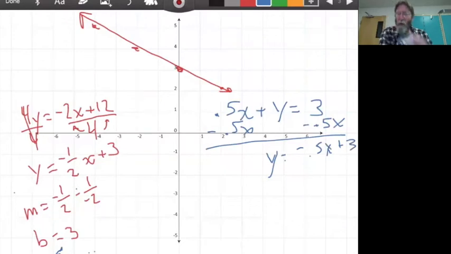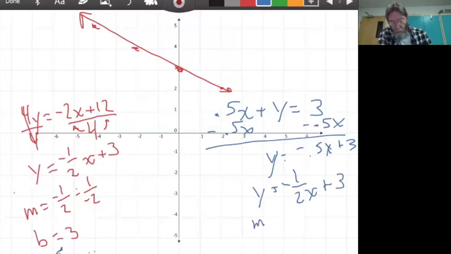0.5 is just another way to write 1/2. Now, we don't want to work with slope with decimals. So if you see a decimal in a slope, make it the fraction, 0.5s or 1/2s. So here we have y equals -1/2 x plus 3. My slope is -1/2. My y-intercept is 3.